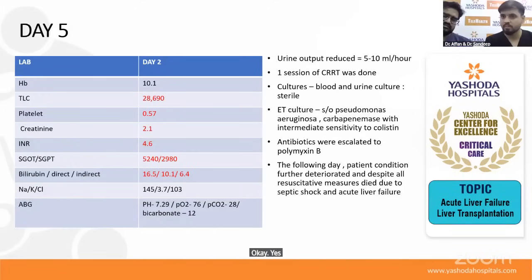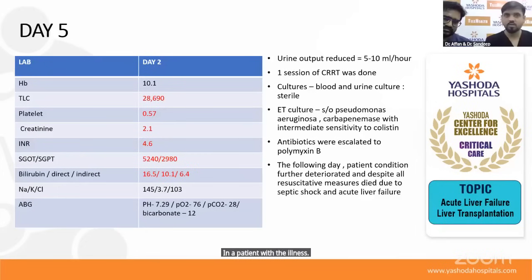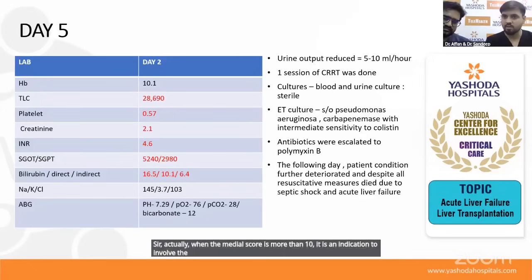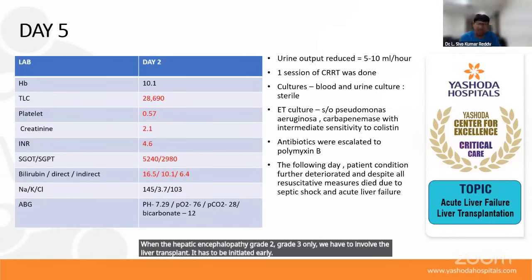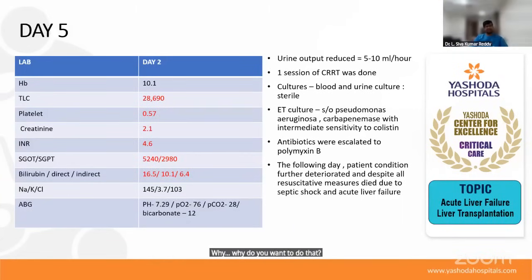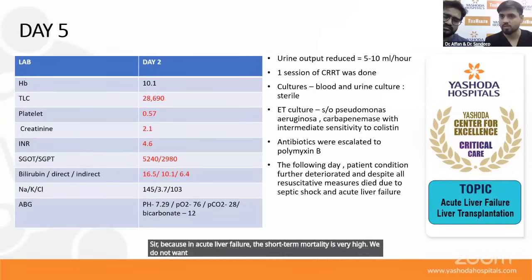Yes. Evaluate the patient based on the transplant criteria. So when do you involve the liver transplant surgeon in a patient with ALF? Sir, when the MELD score is more than 10, it is an indication to involve the liver transplant team. When the hepatic encephalopathy is grade 2 or grade 3, we have to involve the liver transplant team. It has to be initiated early. Why do you want to do that? Sir, because in acute liver failure, the short-term mortality is very high. We do not want to waste the time.